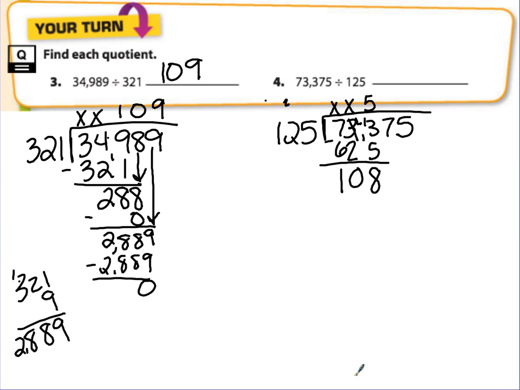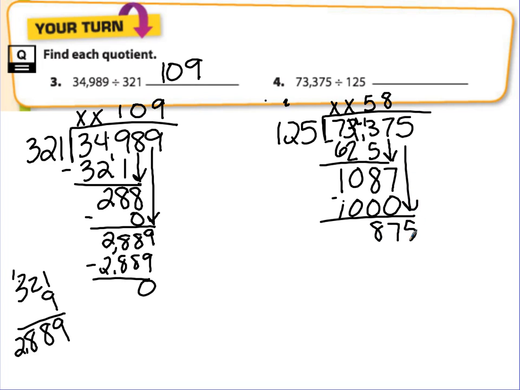How many times can 125 go into 108? No, I forgot to bring down. So now I bring down the 7. So how many times can 125 go into 1,087? That would be 8. 8 times 5 is 40. 2 times 8 is 16, plus 4 is 20. 1 times 8 is 8, plus 2 is 10. So that is 1,000. And I'm left with 87.